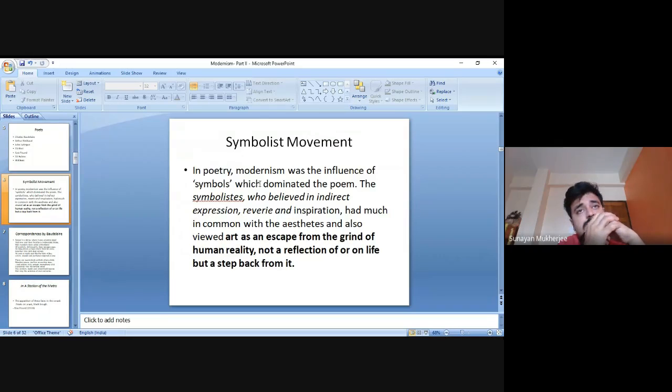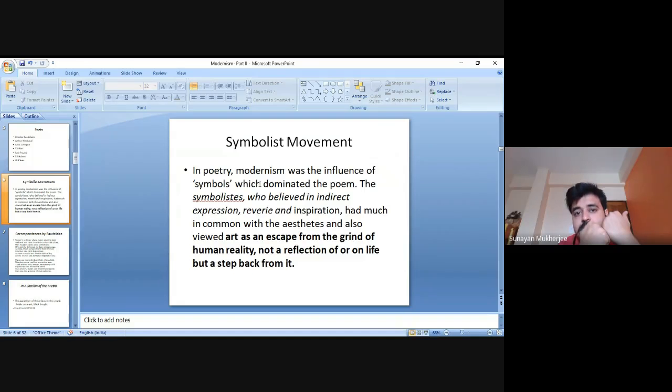So modernism involves techniques, and we are discussing the techniques right now. What we have discussed so far is the break in the pattern, the interior monologue, the stream of consciousness for the prose form. And now in poetry, we have different techniques as well. One of the most important techniques is symbolism, the use of symbols. So there was this symbolist movement.